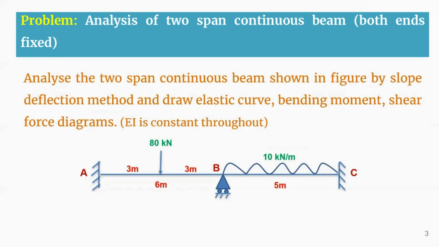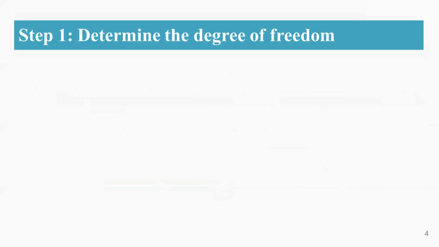You are going to analyze this two-span continuous beam by using the slope deflection method, and then you are going to draw the elastic curve, bending moment diagram, and shear force diagram. Now coming to step 1, you are going to determine the degree of freedom.